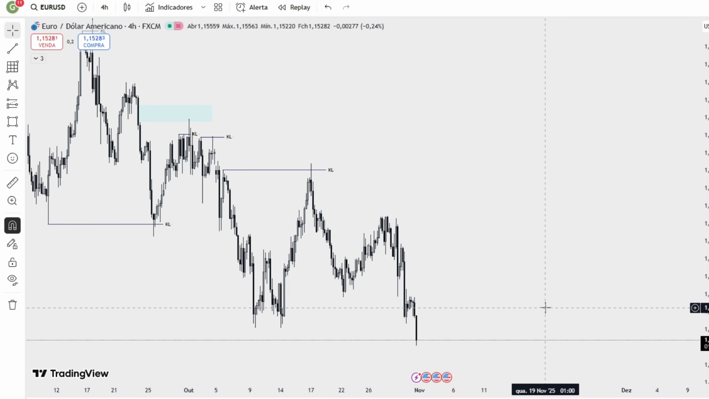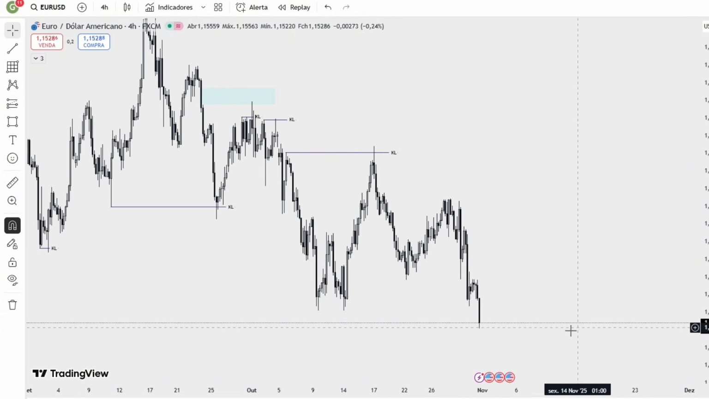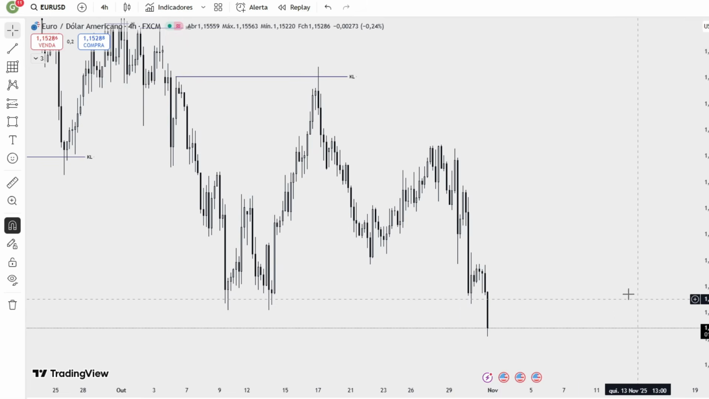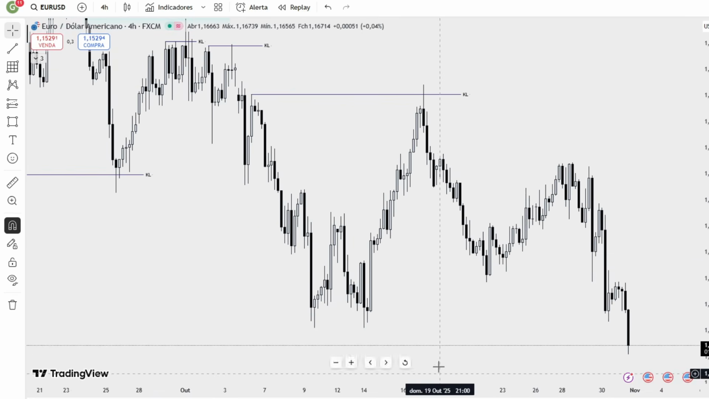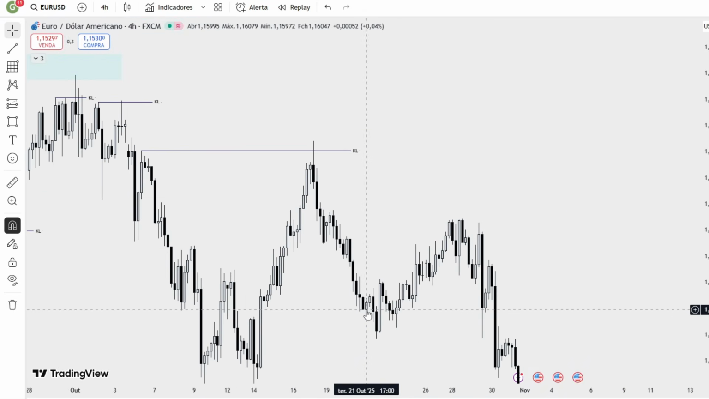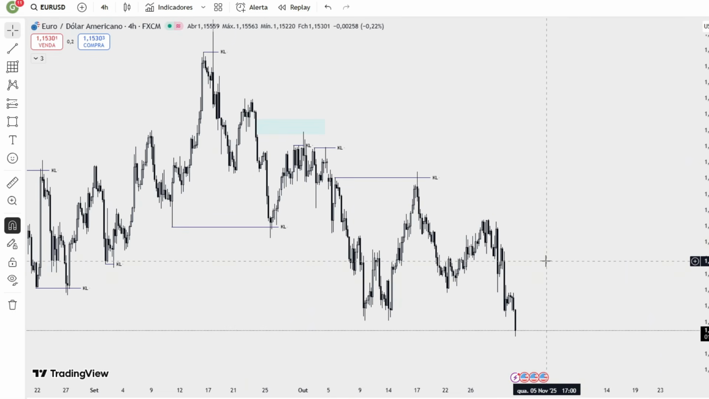Okay, so yeah, high probability CRT times. It's kind of easy, guys, but I have to show you for you to understand. So the most accurate time frame to trade is the 4 hour, right? And I like the 4 hour time frame because it's easy to see and it's easy to spot your key levels, right?